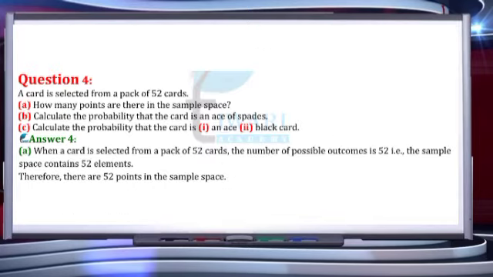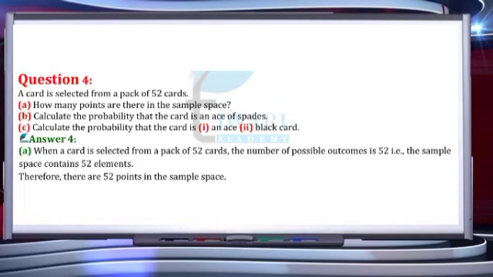Next, question number 4 is: a card is selected from a pack of 52 cards. First, how many points are there in the sample space? Second, calculate the probability that the card is an ace of spade. And the C part is: calculate the probability that the card is an ace or a black card.